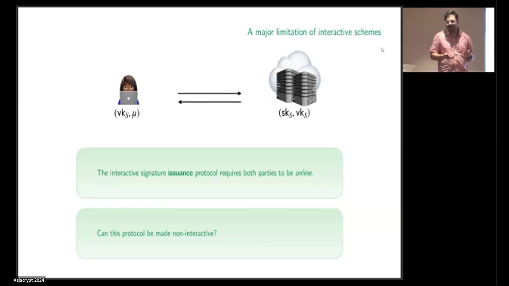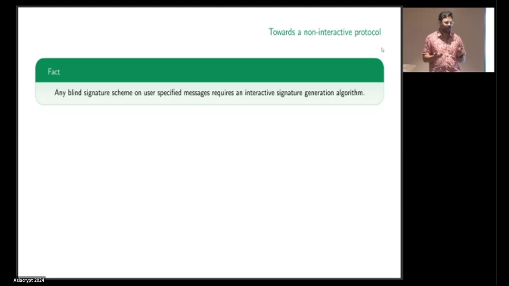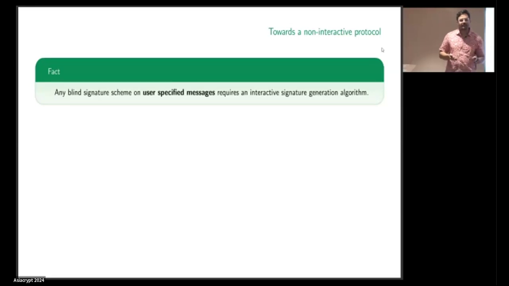So the question is, can this protocol be made non-interactive? And intuitively, the answer seems to be no, right? I mean, you do need at least two movements. You need one blinded message from the user to the signer, and you need a pre-signature or a blind signature from the signer back to the user. And indeed, that is true, with the caveat that it's true when the message is specified by the user.